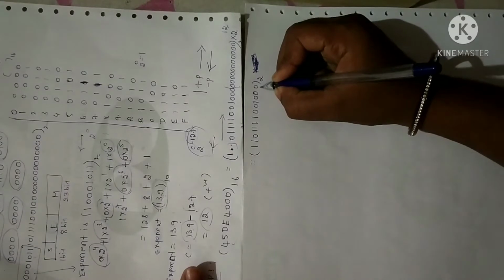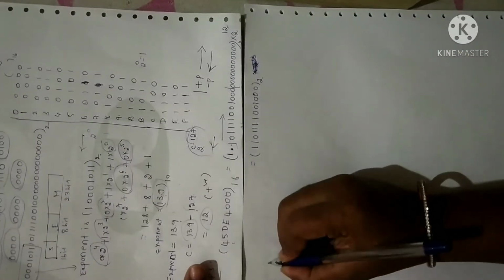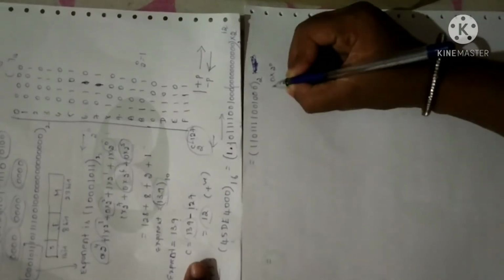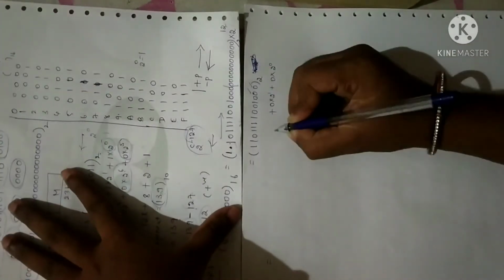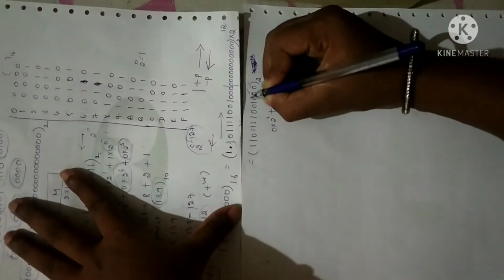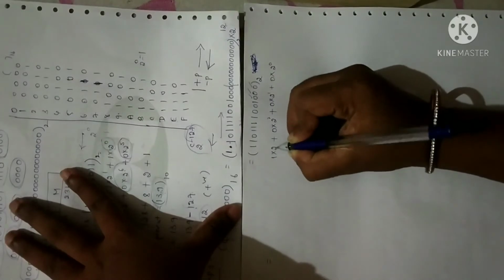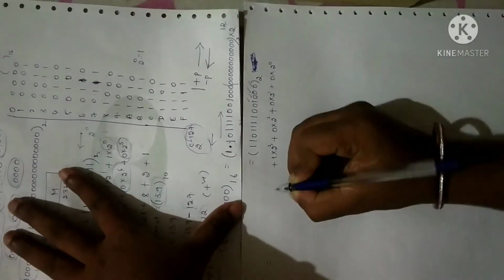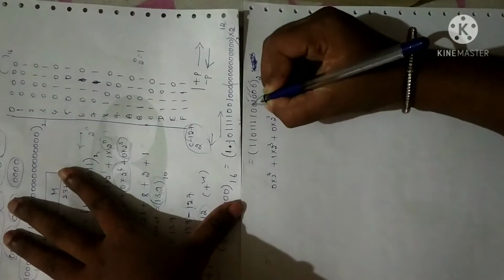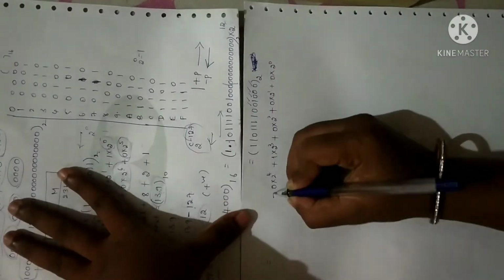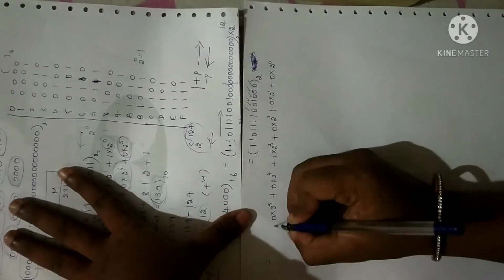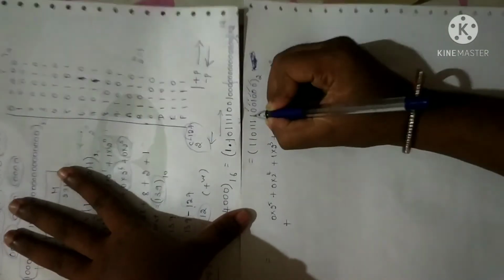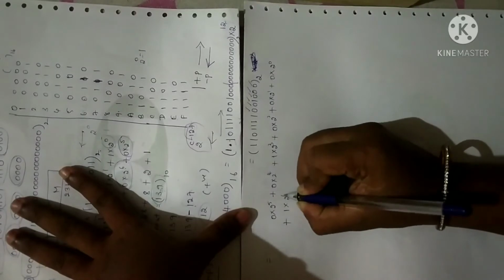So let me do the decimal transformation. As already done, I'll write from here 0 into 2 power of 0. This bit is completed. Plus 0 into 2 power of 1. Plus 0 into 2 power of 2. Plus 1 into 2 power of 3. Plus 0 into 2 power of 4. Why I am marking this is in order to avoid confusion. 0 into 2 power of 5. Fine. Plus what we have here, 1 into 2 power of 6.